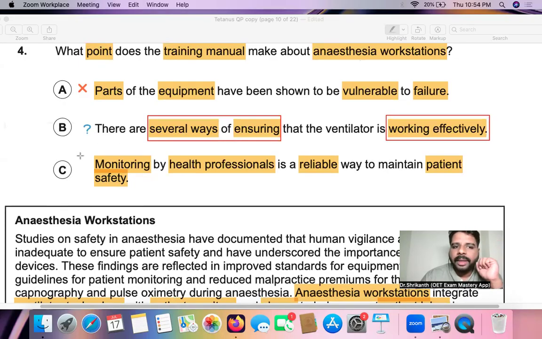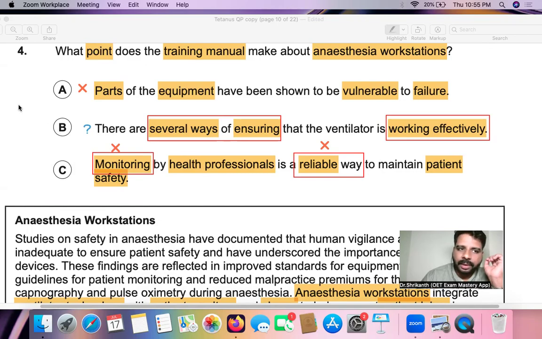Now what is the verb in answer option C? Monitoring by health professionals. This is the verb over here. Monitoring by health professionals is a reliable way to maintain patient safety. Is this mentioned anywhere? That is, doctors and nurses should come and monitor the patients, and that is a reliable way. We did not read this anywhere. It is not mentioned anywhere. The verb is not mentioned. The keywords are also not mentioned.